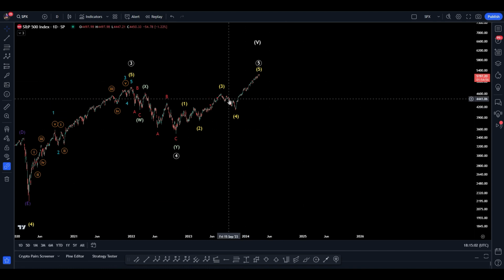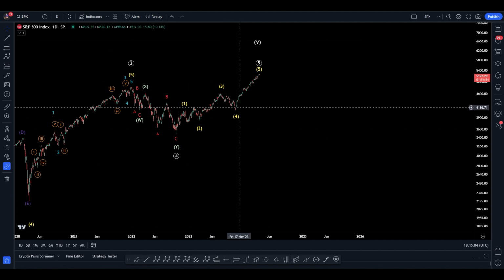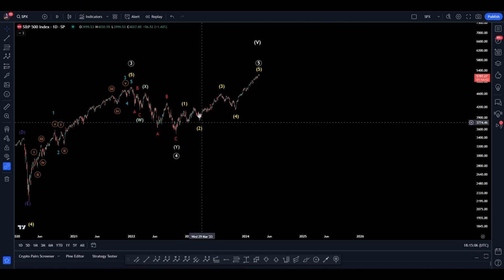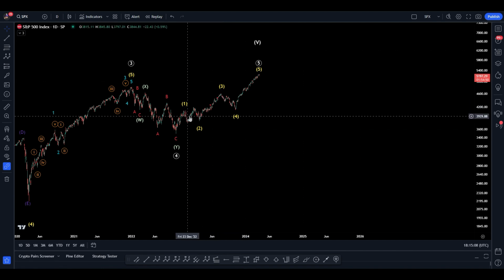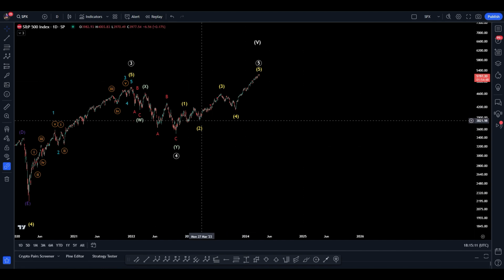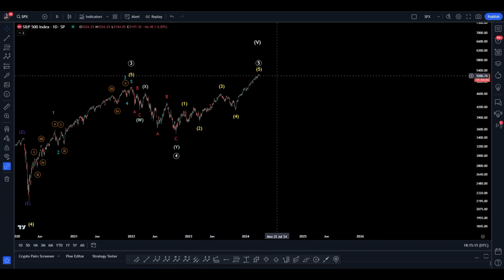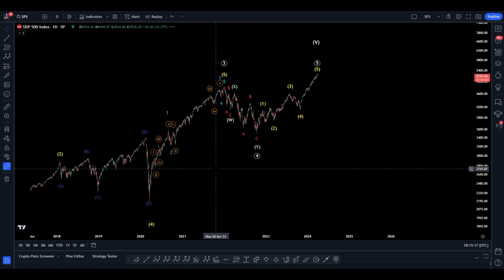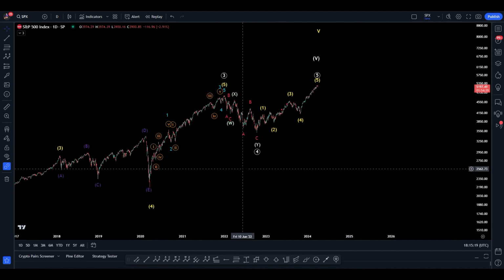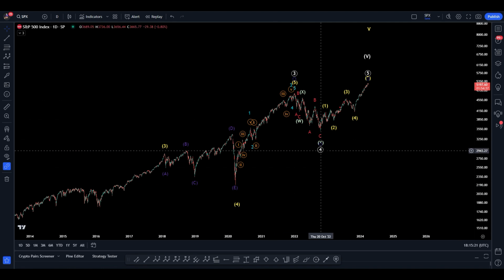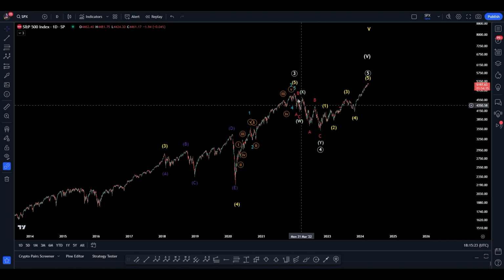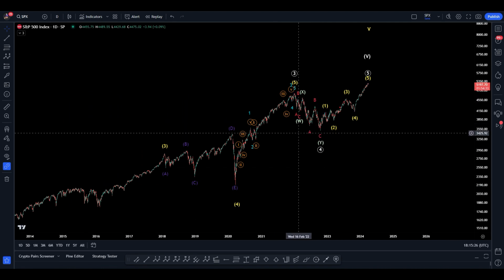It's a correction, and it alternates with this one. So you have alternation between your 2 and your 4. The 3rd wave is not the shortest. And then you have your 5th wave. Okay. Now what I don't like about this from the macro perspective is that this 4 right here is teeny tiny in time compared to this one.